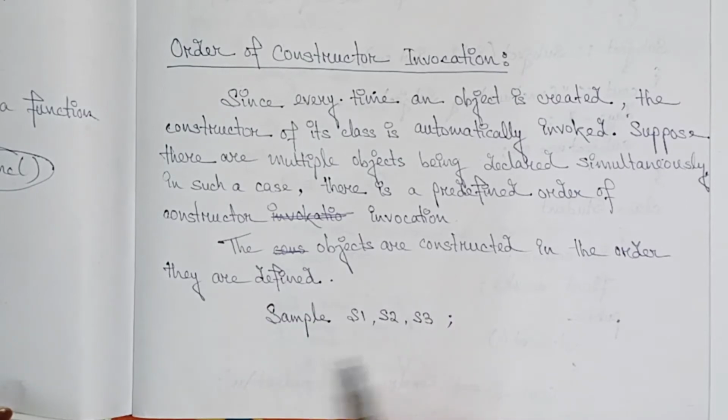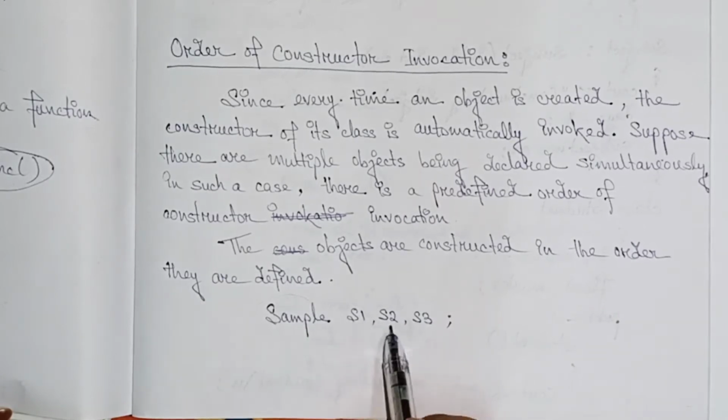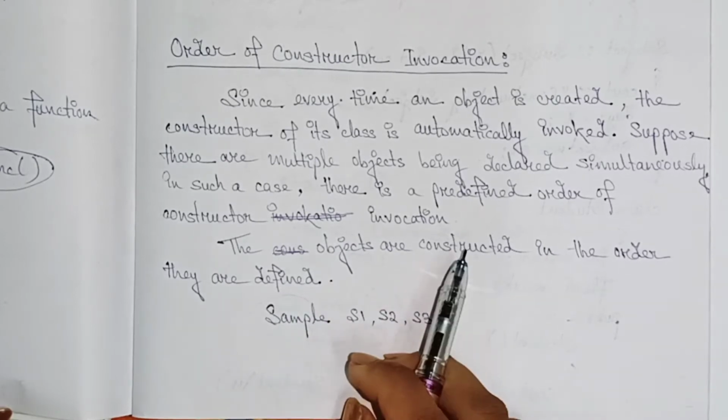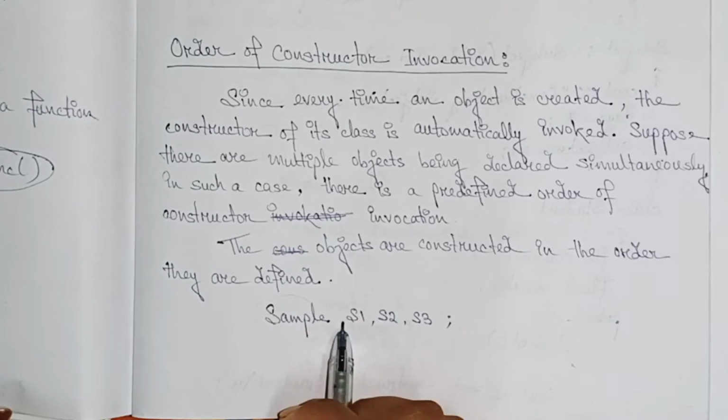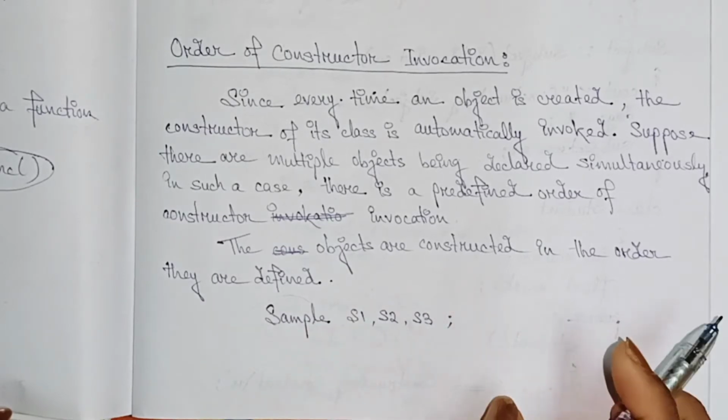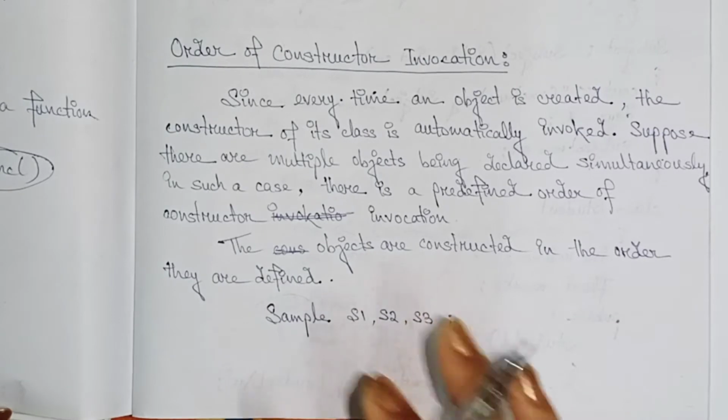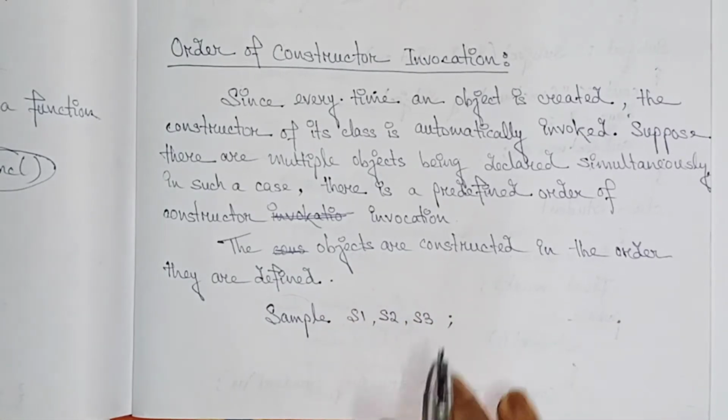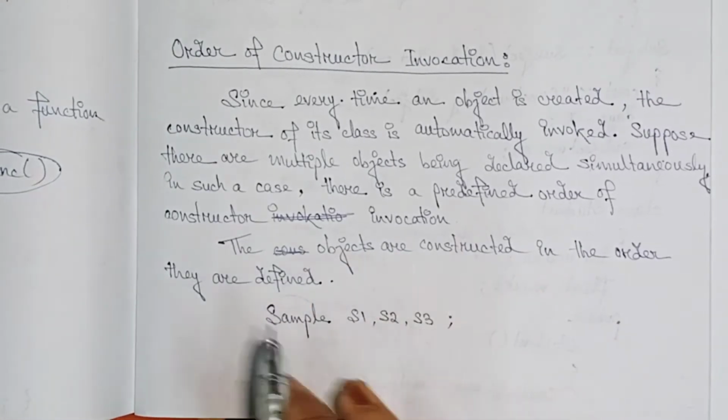So, the order will be such that the objects that are created are in a particular order. Suppose this is my class Sample, and in the class Sample we are creating three objects S1, S2 and S3. The order in which the objects are declared here, in the same order the constructor will be invoked. So this is the order of the constructor invocation: the objects are declared in a particular order, and using that order only the constructor will also be invoked. Now we will understand this particular topic with a code.